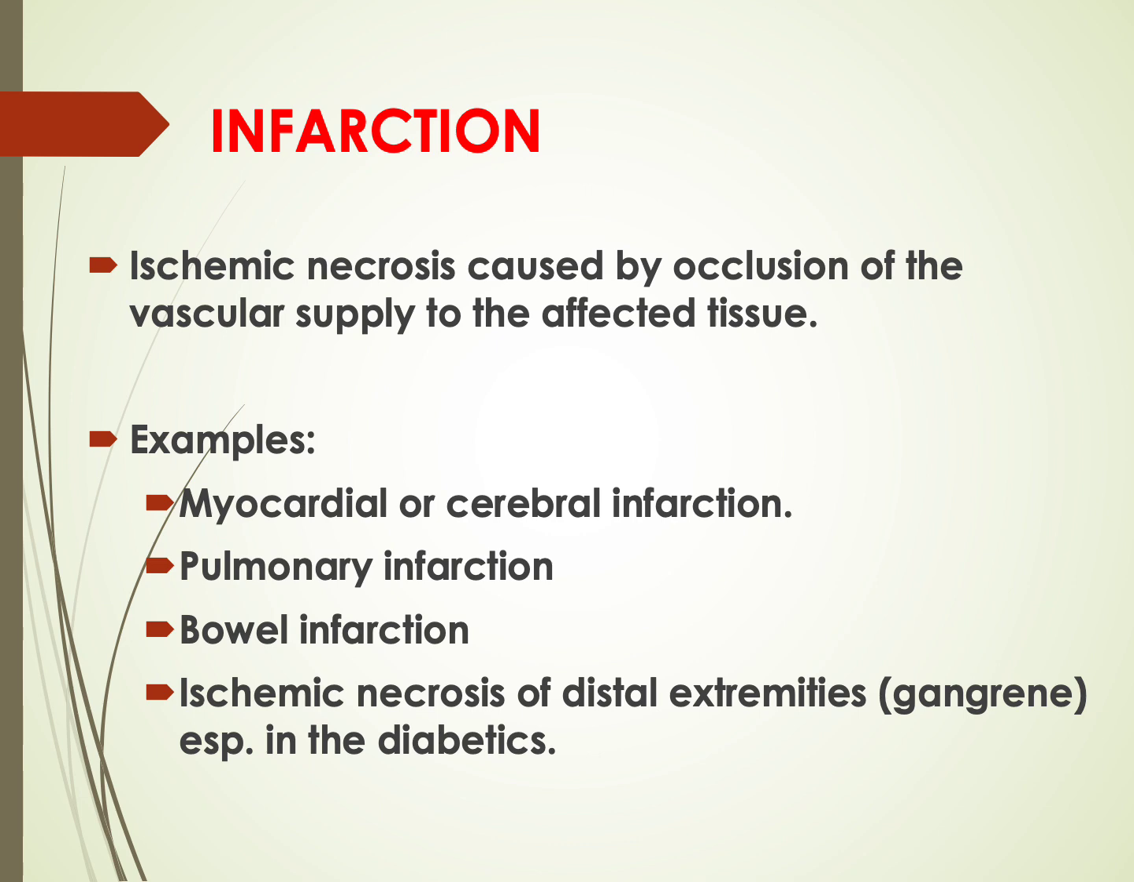And also if it happens in the blood vessels that supply the distal extremities, this will result in ischemic necrosis of the distal extremities, which we call gangrene. And this is usually common in the diabetic population. So the name of the infarction depends on the blood vessel that is occluded and the tissue that undergoes ischemic necrosis.